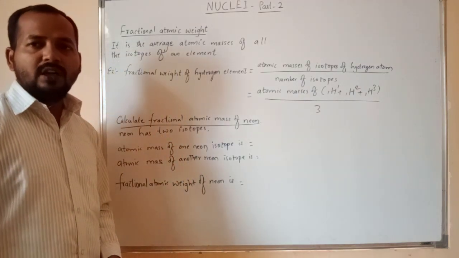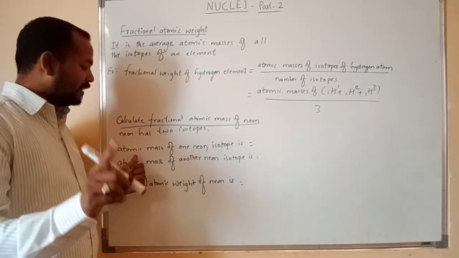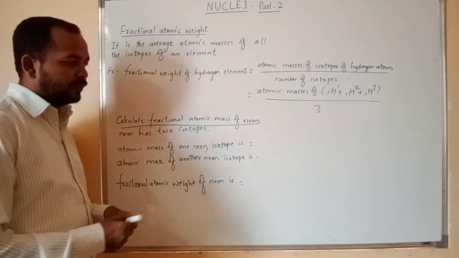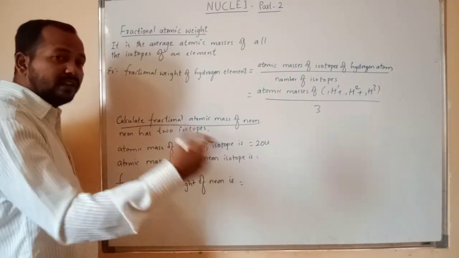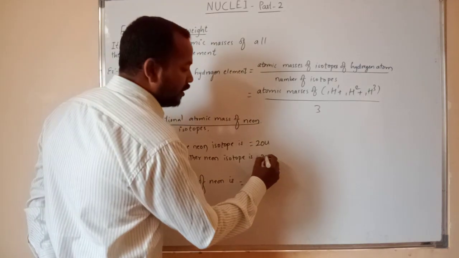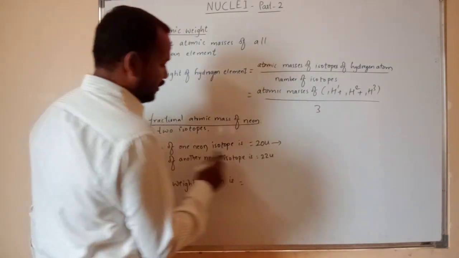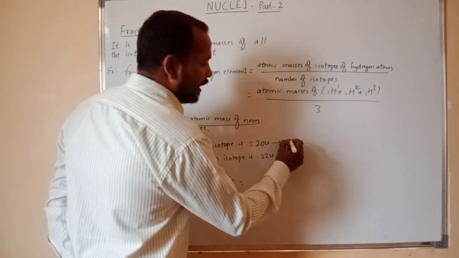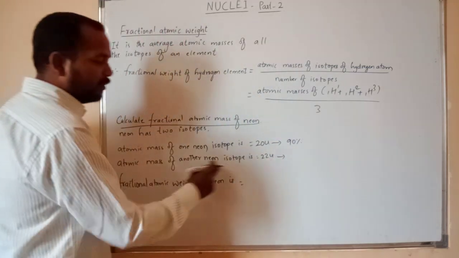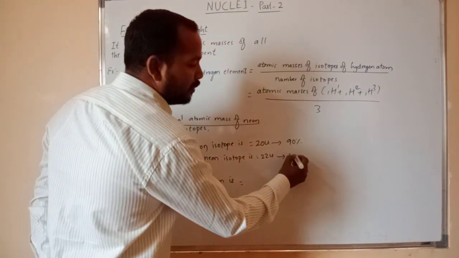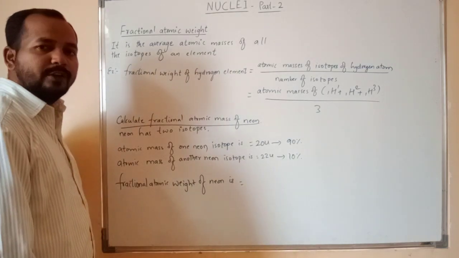One example I am taking to calculate the fractional atomic mass is neon. Neon has 2 isotopes. One isotope has an atomic mass of 20 units. Next, the atomic mass of another type of isotope is 22 units. The 20 unit neon isotope availability is 90%, and the 22 unit neon isotope availability is only 10%. Then how to calculate the fractional atomic weight of neon?